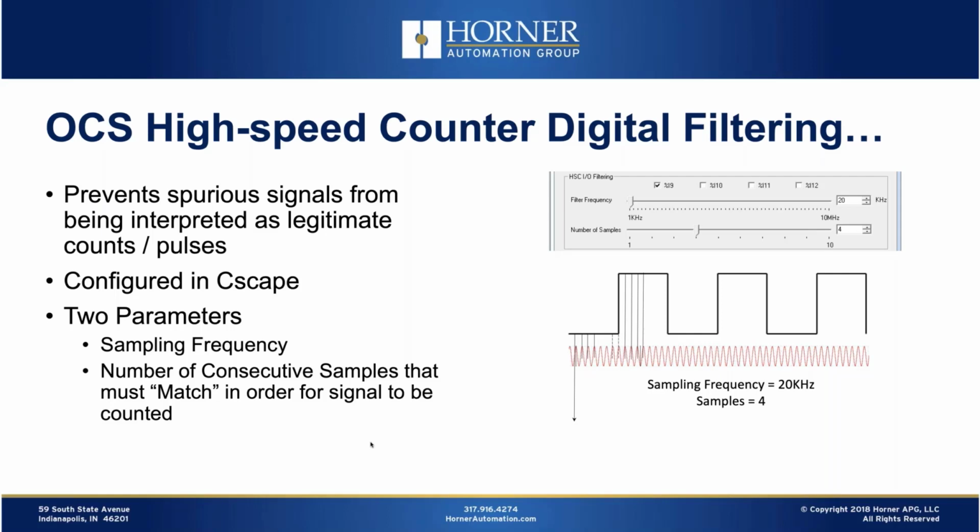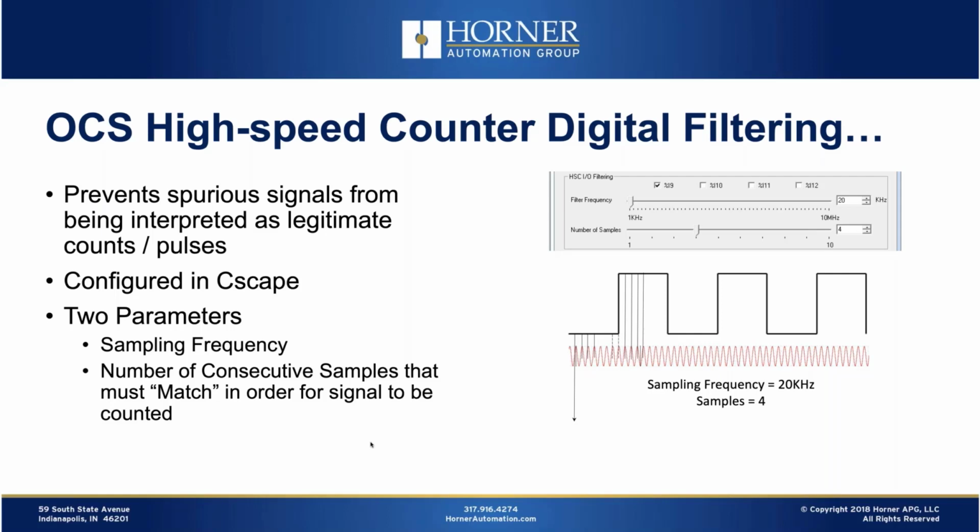So in this case, I've set up my sampling frequency at 20 kilohertz. That means that at a 20 kilohertz rate, I'm going to be sampling each input of the high-speed counter to check its level. Is it off or is it on? And then the second thing I configure is how many consecutive samples have to match before I'll pass my on or my off, if I'm already on, for instance, on to the accumulator.